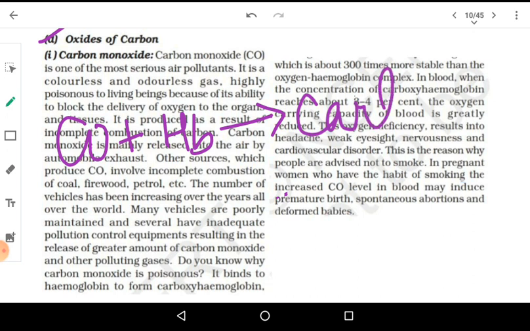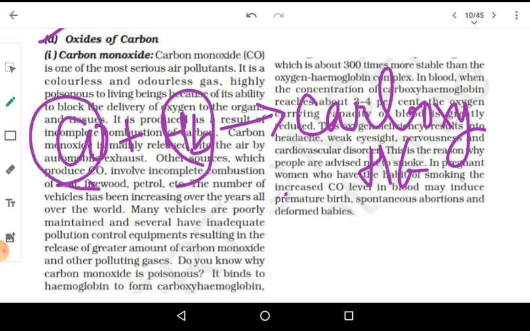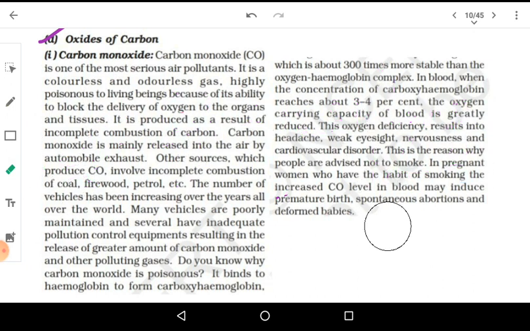carboxyhemoglobin. Now, hemoglobin likes this carbon monoxide so much that it does not leave it very easily. It binds strongly to the hemoglobin, and as a result no more oxygen can bind to this RBC, or we can say the hemoglobin molecule, right? So this can have a serious impact on the health of individuals. It can lead to headache, weak eyesight, nervousness, and cardiovascular disorders, and that is the reason why people are advised not to smoke. And even for pregnant women, it is very important that they should not use smoke or cigarettes.